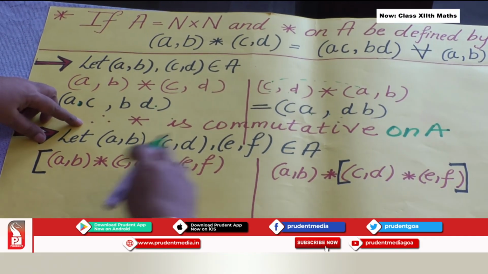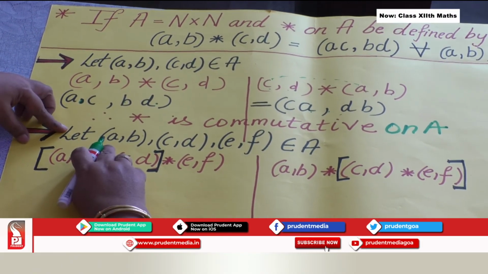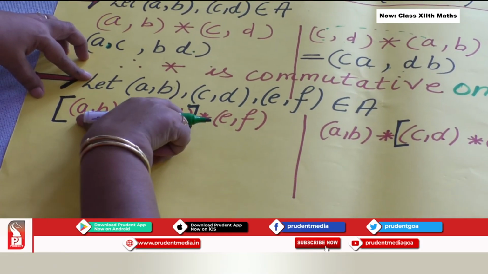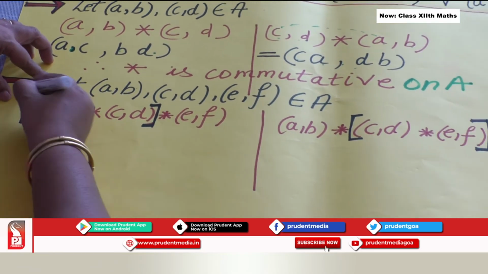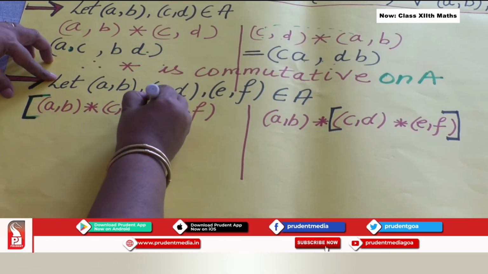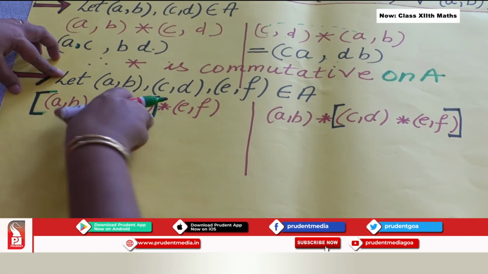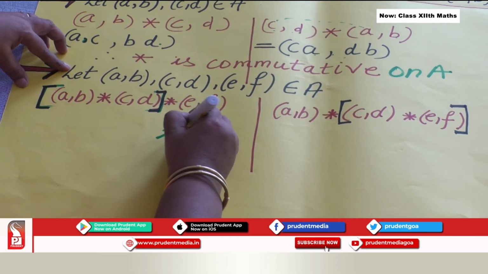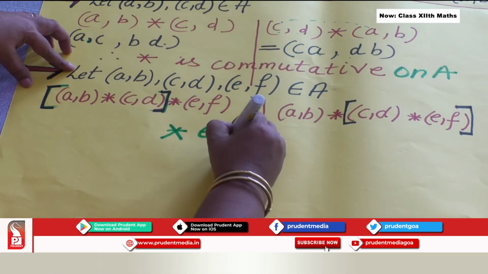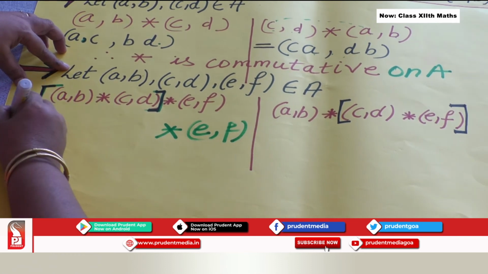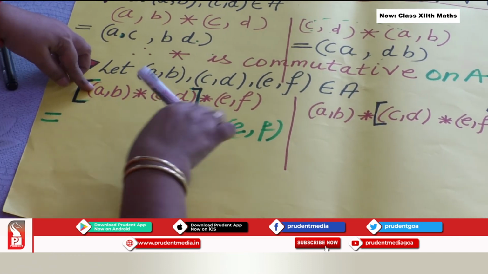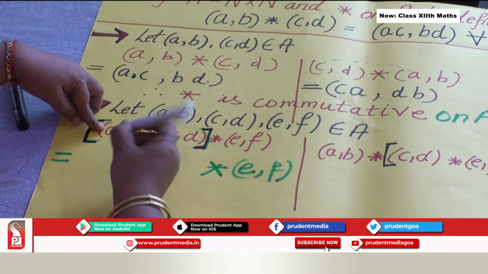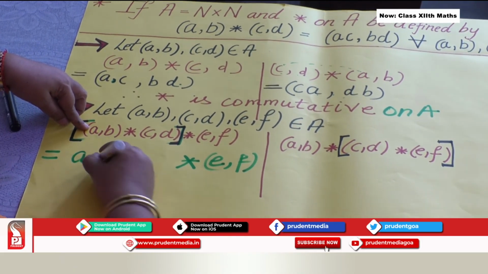Now I am taking three things to show that it is associative: (A, B), (C, D) and (E, F). All three are taken here. Brackets play a very important role in associativity. These two things you take together, and the third one, (E, F), will come as it is. Now write the answer for (A, B) star (C, D). So A into C and B into D. You will get (A into C, B into D). This is clear to you all?